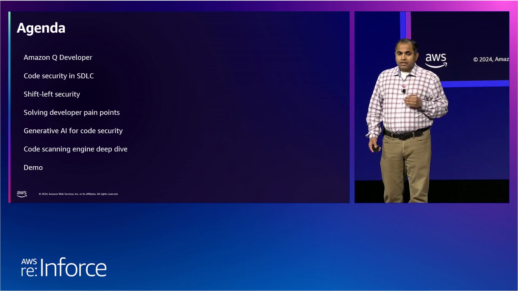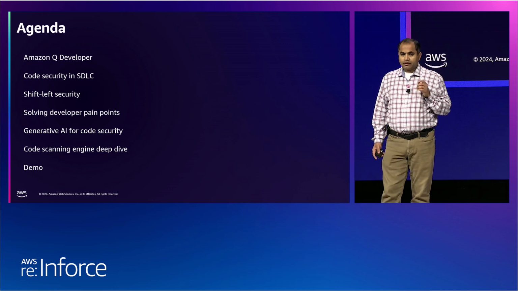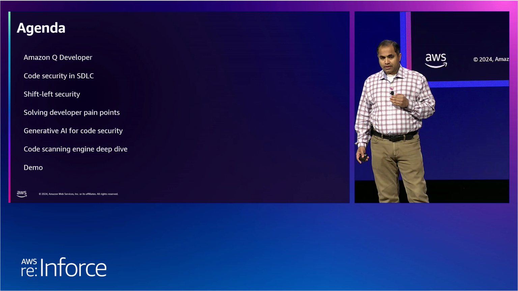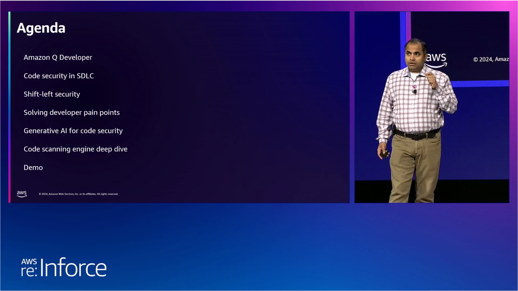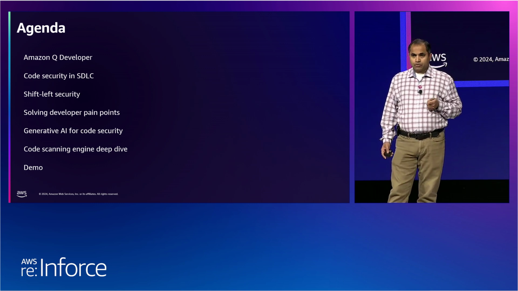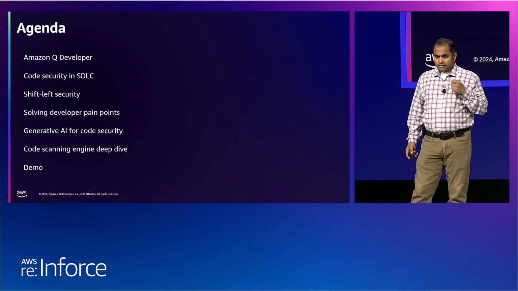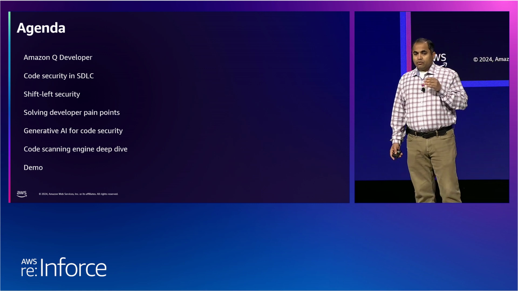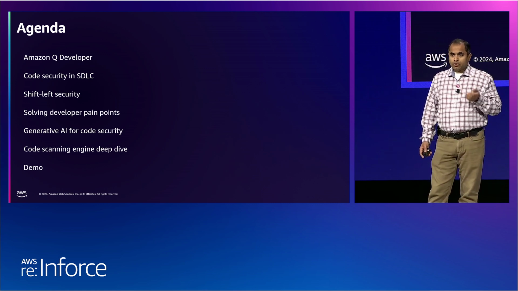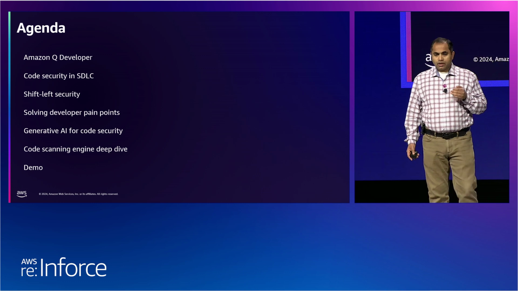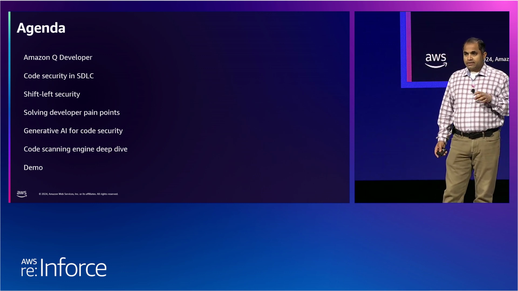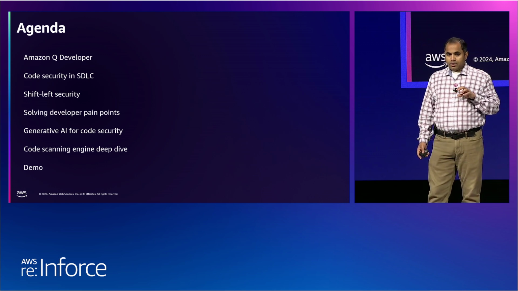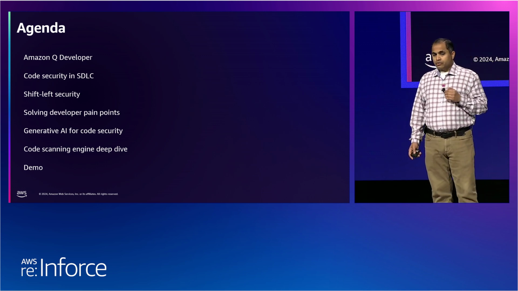I will start with the Q Developer introduction. Then I will talk about why code security is important in the entire software development lifecycle. I will talk about why the shift left security approach helps developers in building secure applications, and what kind of pain points we have seen while talking to customers with the shift left approach and how we are mitigating those. We'll discuss how we are using generative AI to solve code security problems, and we will have a deep dive into our code scanning engine.